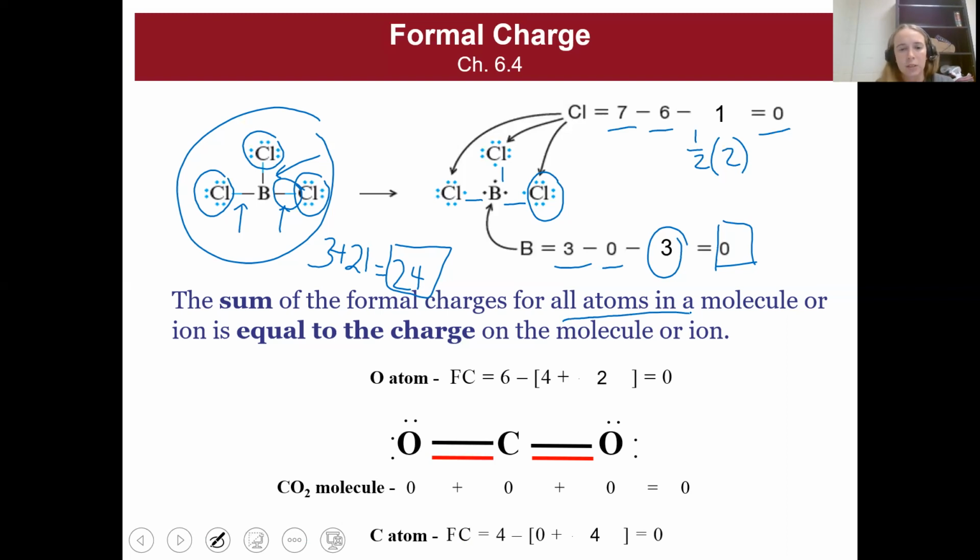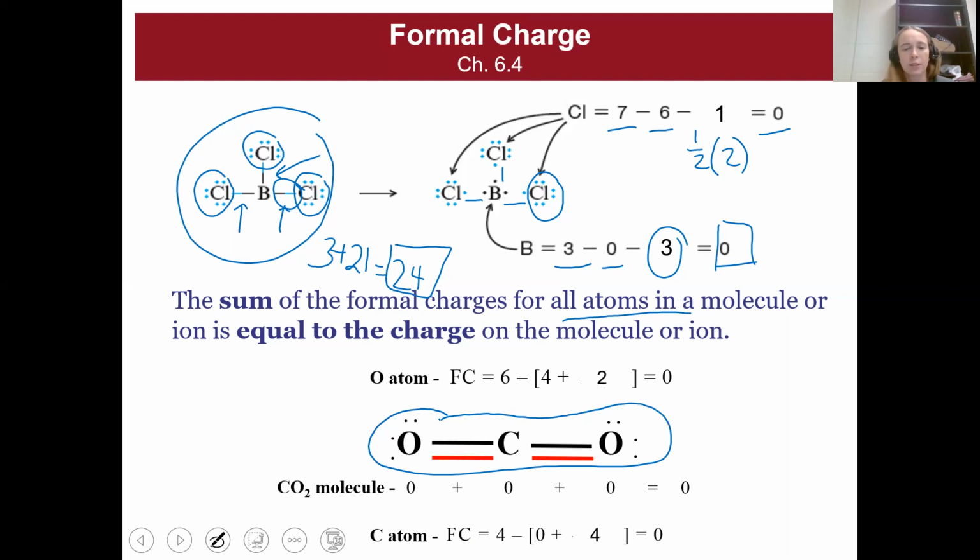All right, so let's look at carbon dioxide. So we drew the Lewis structure for carbon dioxide in the previous video. And that means that the carbon dioxide molecule has 2 lone pairs on each oxygen and a double bond between carbon and each oxygen. Okay, so let's calculate our formal charges.